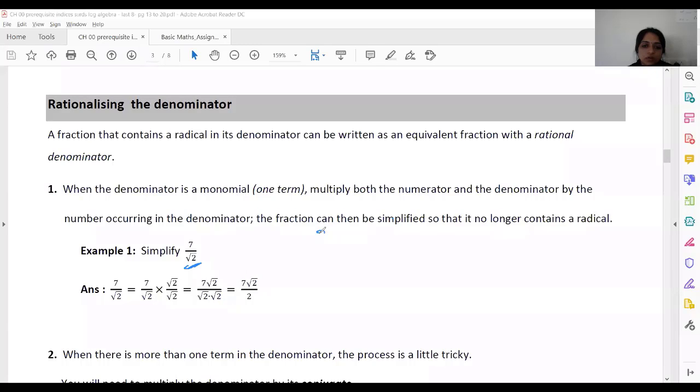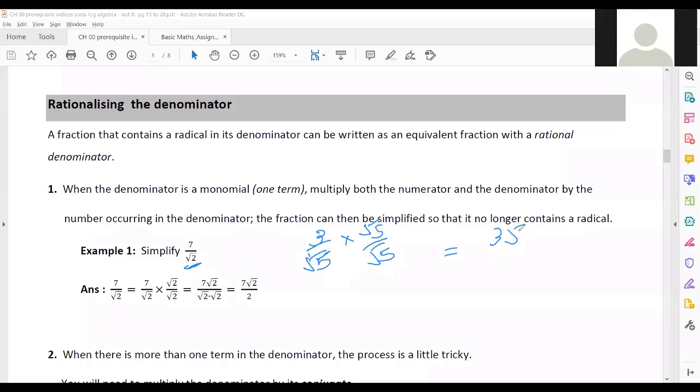Please give me the answer of 3 upon root 5. 3 root 5 upon 5. Okay, thank you.